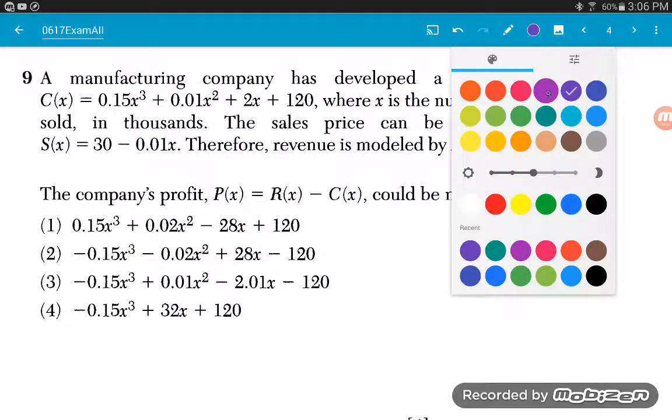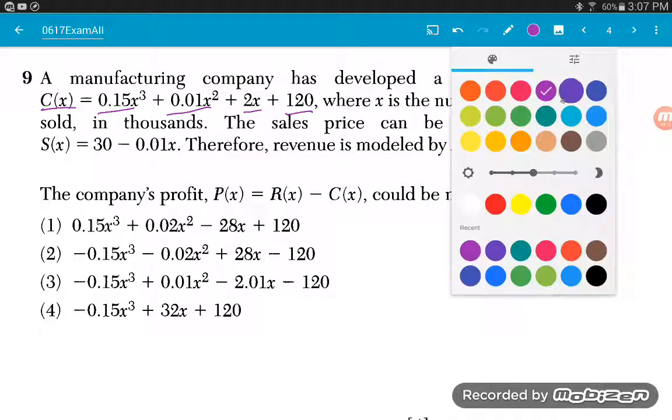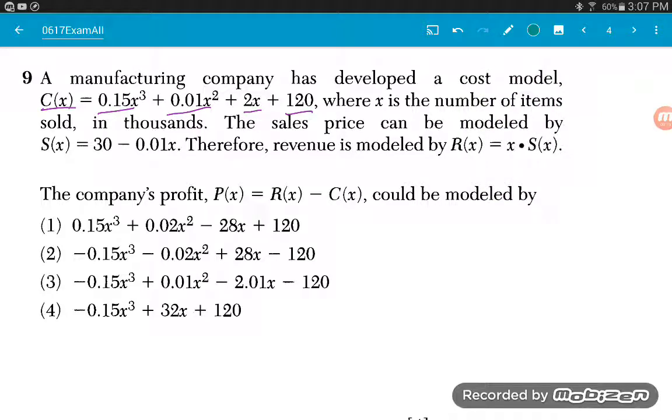Number 9. A manufacturing company has developed a cost model. The cost function, C of x, is equal to 0.15x cubed plus 0.01x squared plus 2x plus 120, where x is the number of items sold in thousands. The sales price can be modeled by S of x, which is equal to 30 minus 0.01x. Therefore, revenue is modeled by R of x is equal to x times S of x.